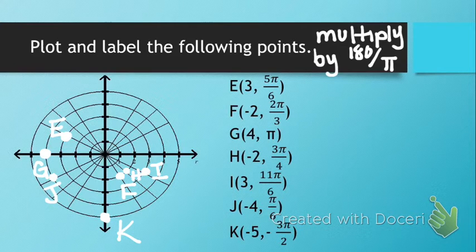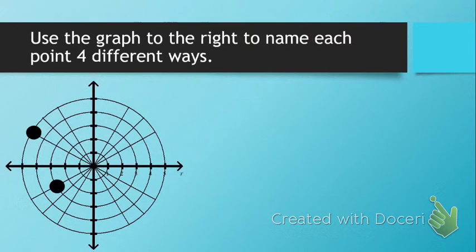So now, let's go ahead and name these 2 points. And with polars, it's not like a rectangular coordinate plane where you can only name a point one way. You can name these points multiple ways. So I'm going to call this one point A. So let's call this one A and this one B. And let's work through A together.